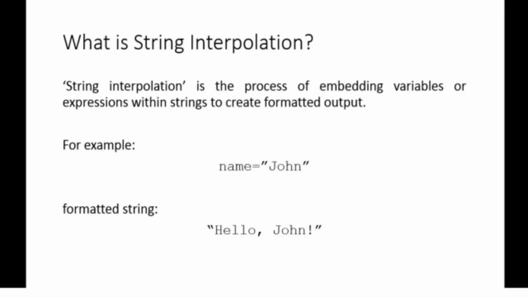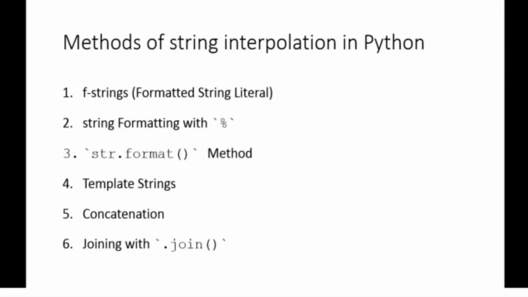For example, given the variable name equals John, we could interpolate the name variable into a formatted string to produce an output like "Hello, John." There are several methods of string interpolation in Python. However, we shall focus on the following common methods.